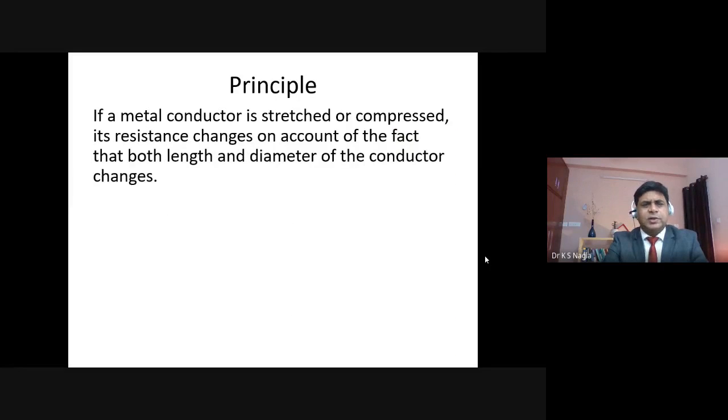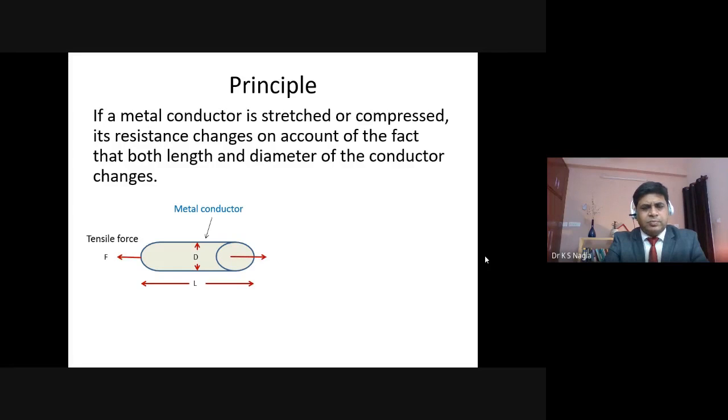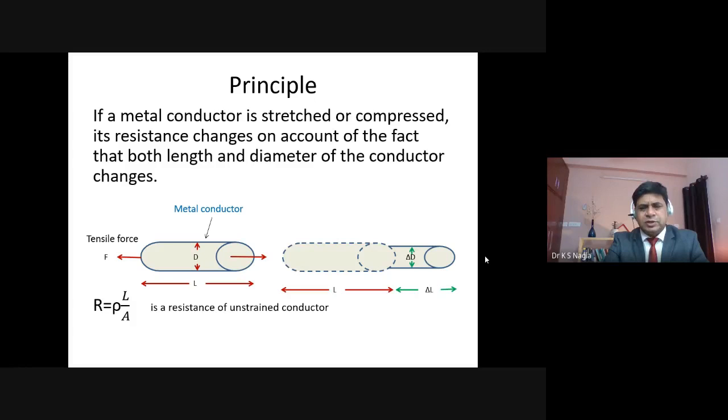So the basic principle is that if a metal conductor is stretched or compressed, its resistance changes on account of the fact that both the length and diameter of the conductor are changing. Consider a metal conductor having a particular length L and diameter D, and you are applying a tensile force F over it. In that case the length L changes by delta L, and the diameter also reduces by delta D.